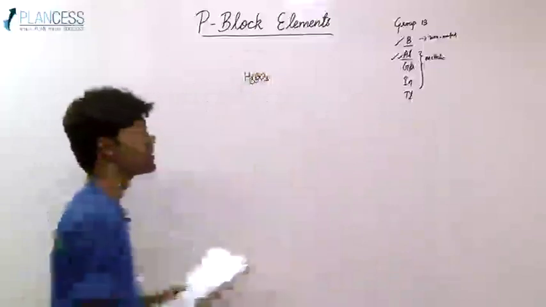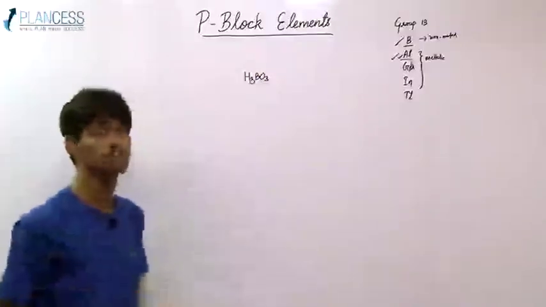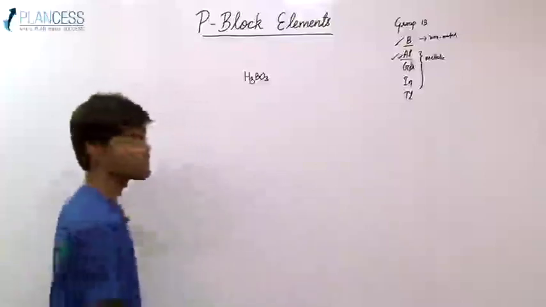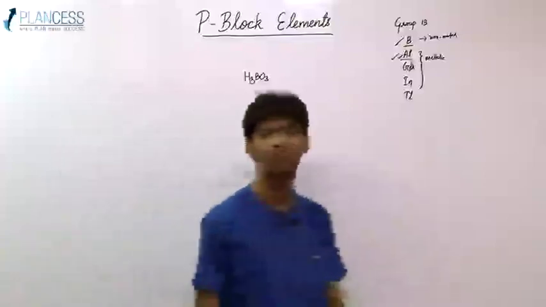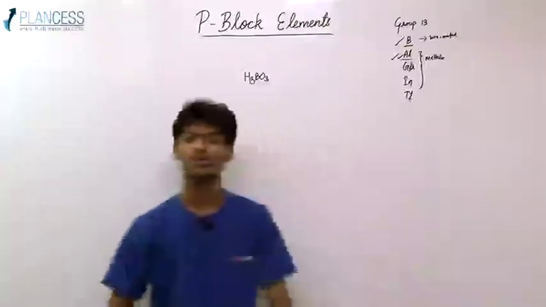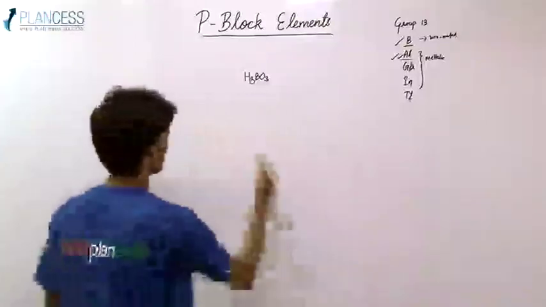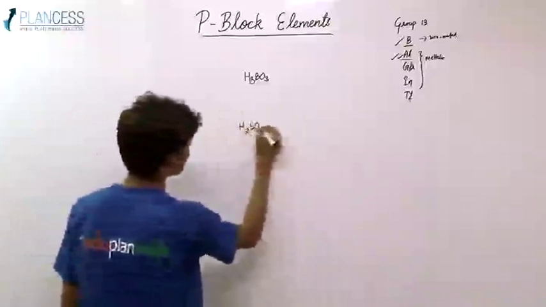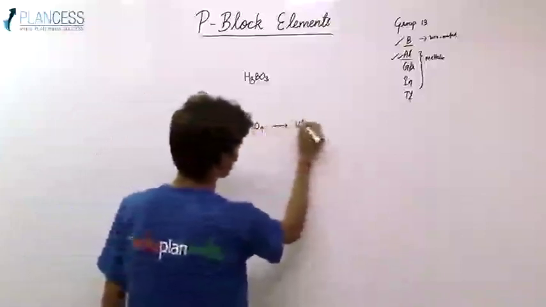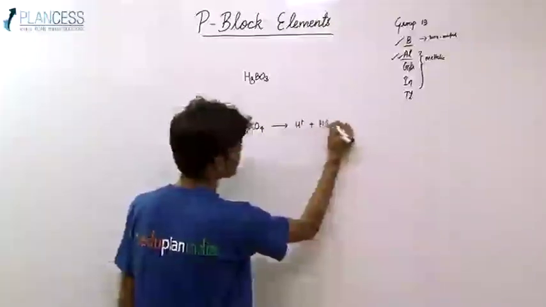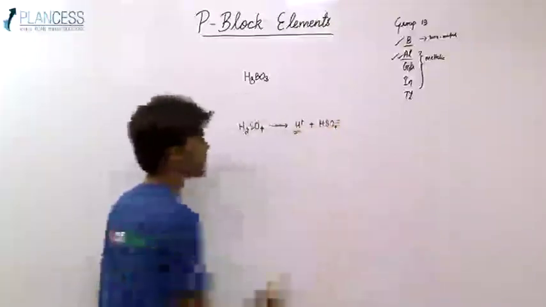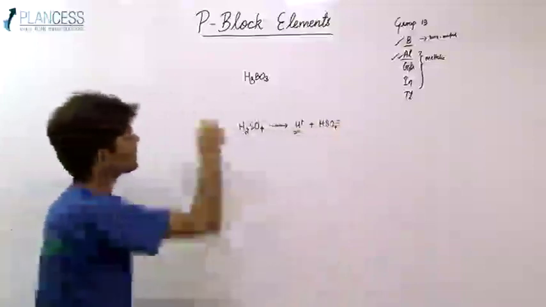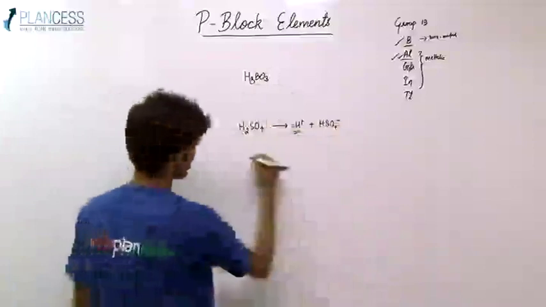Orthoboric acid is a monobasic Lewis acid. It is a Lewis acid, that is, it is not a proton donor acid. Mostly acids, if you talk about H2SO4 or HNO3, when dissolved in water, release H plus, and consequently an anion is formed. Because of this H plus release, they are known as protic acids or proton donor acids. However, with H3BO3, this is not the case.